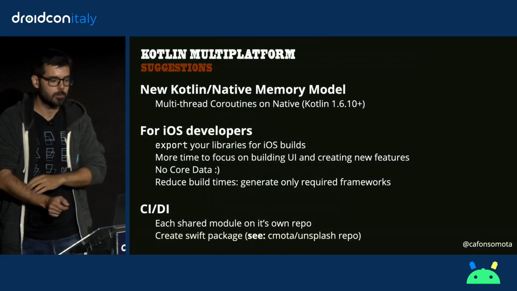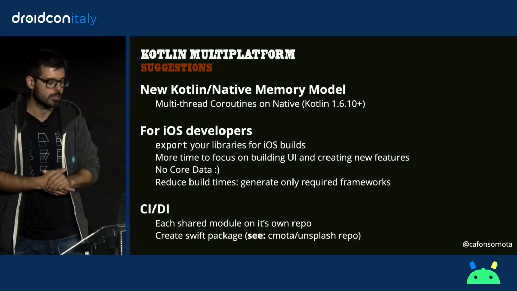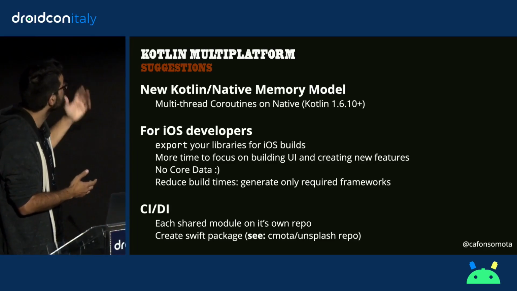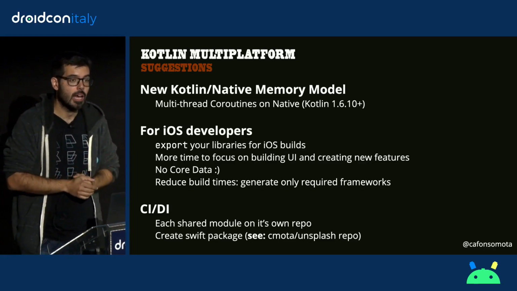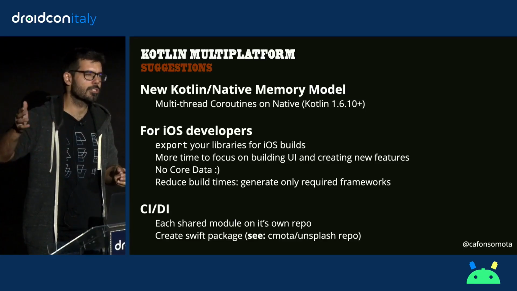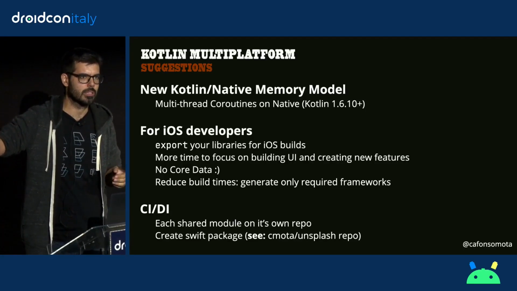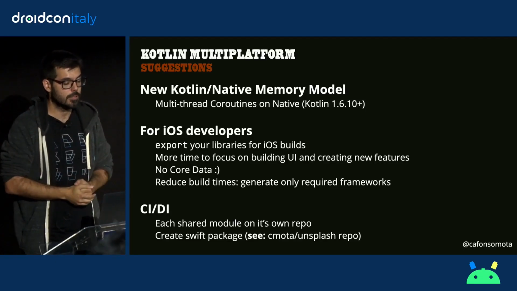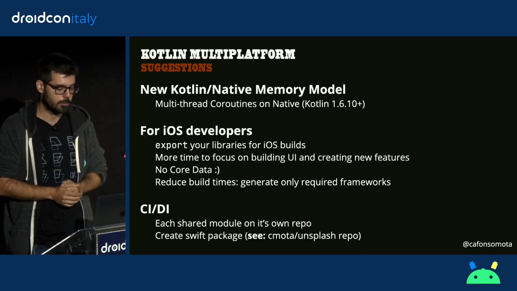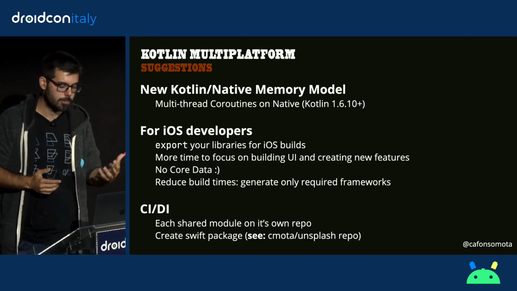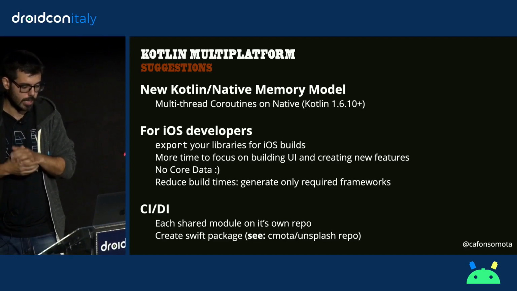So if you're going to start with Kotlin multi-platform, my suggestion is to use the new native Kotlin memory model. If you're going to use the new version that was released this week, 1.7.20, this is already enabled by default. If not, you just need to define it in Gradle properties. For iOS developers, you export your libraries for iOS.